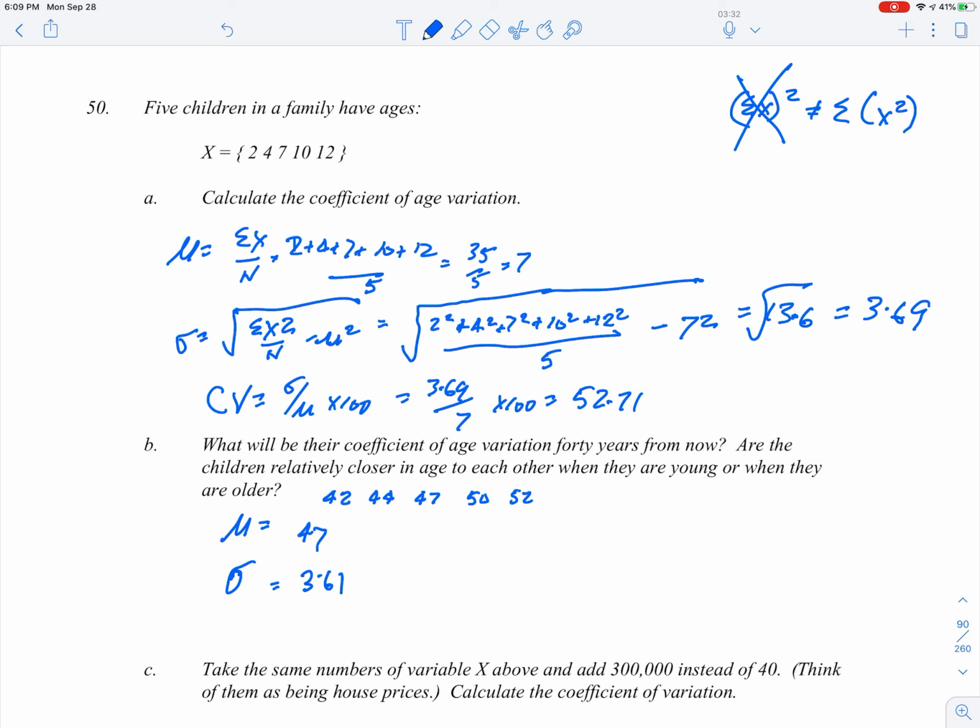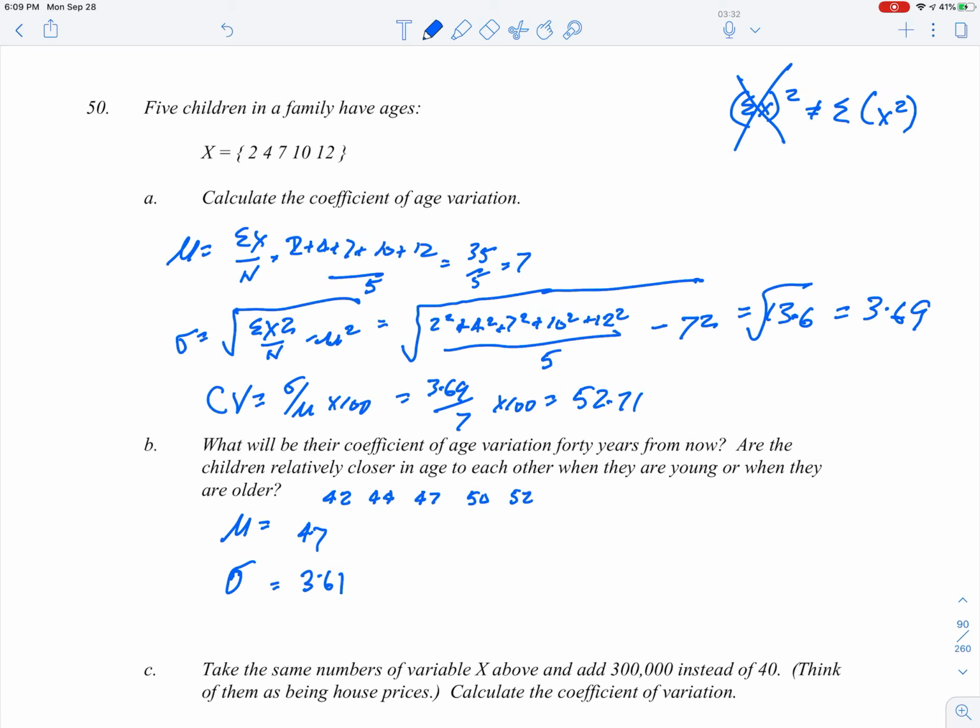So the actual standard deviation doesn't change. And picture that in your mind, that the numbers, the fingers are not getting any more spread apart. I'm just simply moving the whole bunch of them 40 over.